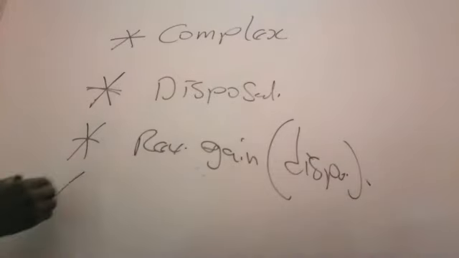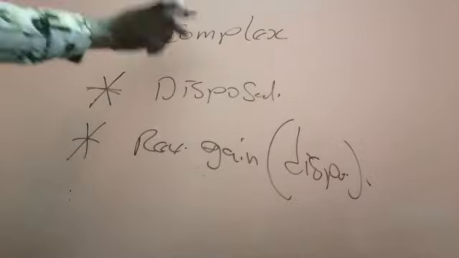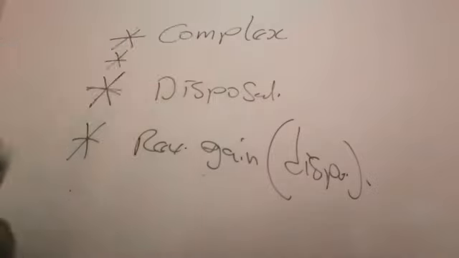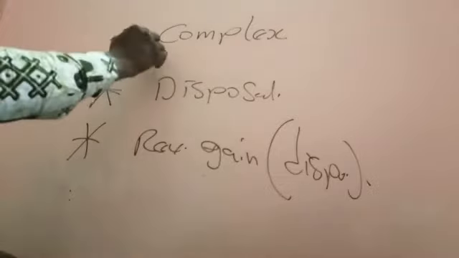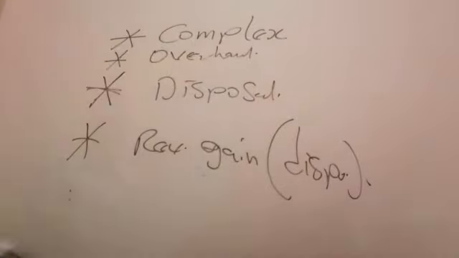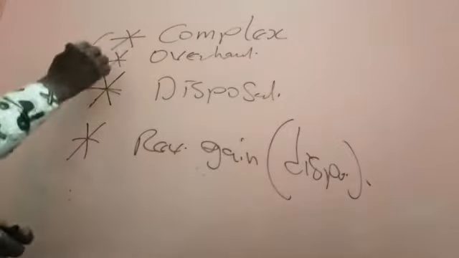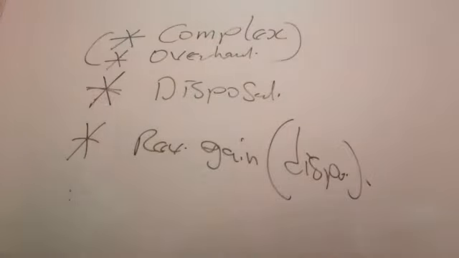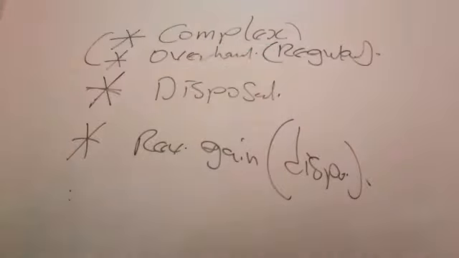In fact, I'll add one item to it: overhaul. Major overhaul normally goes with the complex asset. That's what I'll add to the complex asset. They move together easily. Most of the complex assets need a major overhaul on a regular basis, not just once in a while. Regular. Every 3 months, every 6 months, every 3 years.